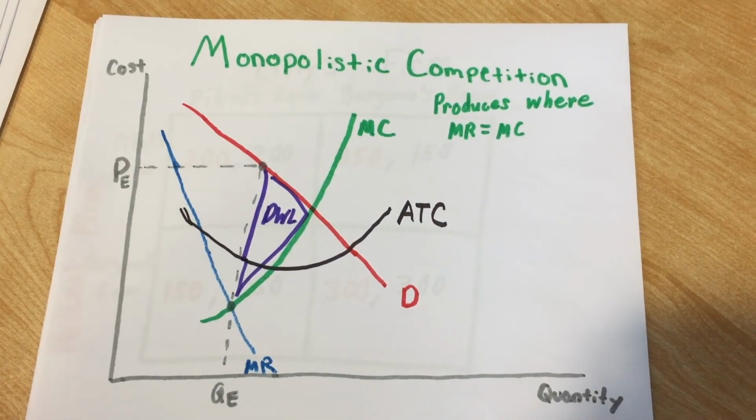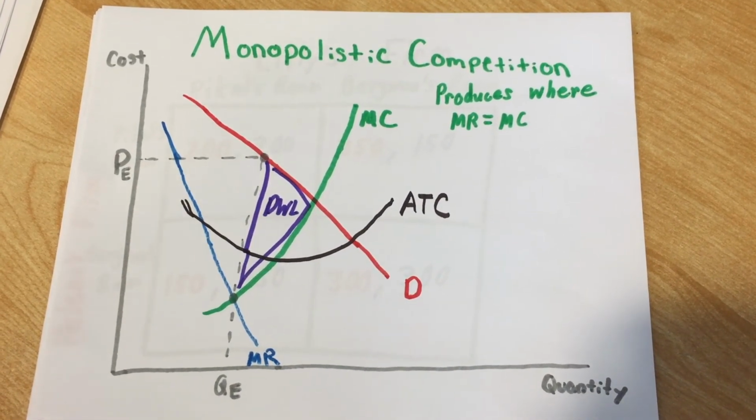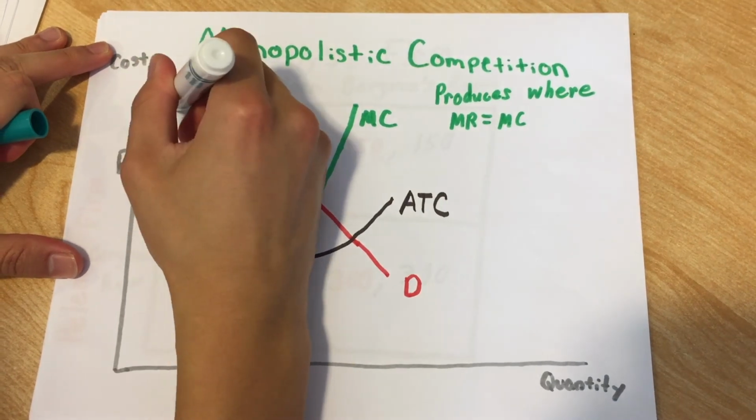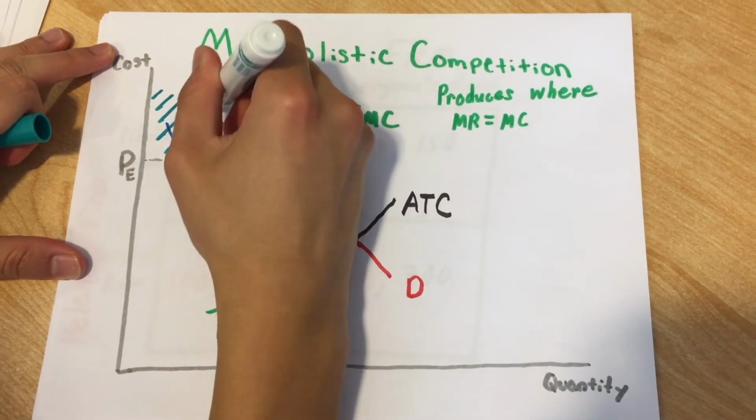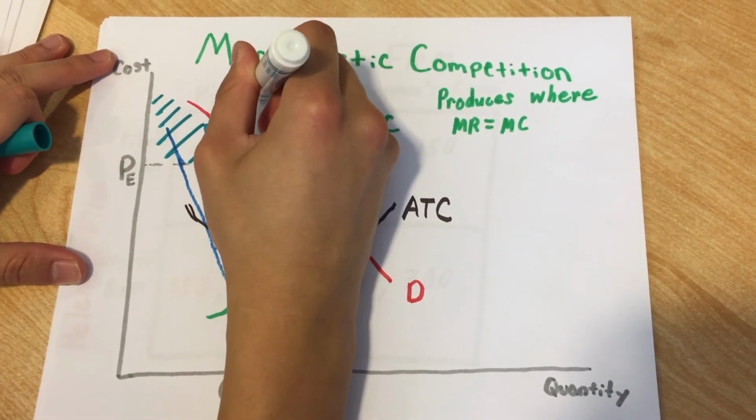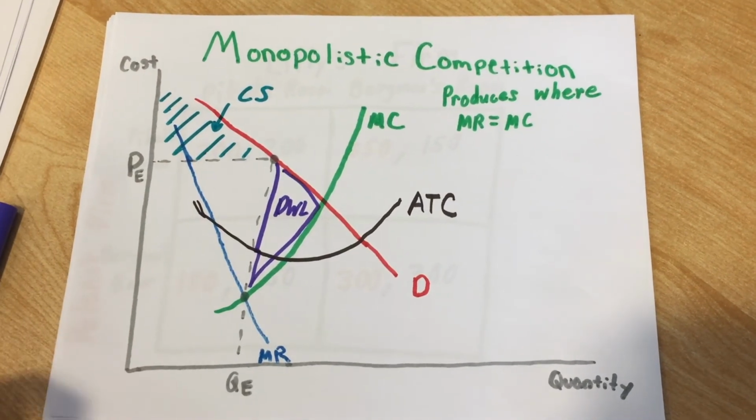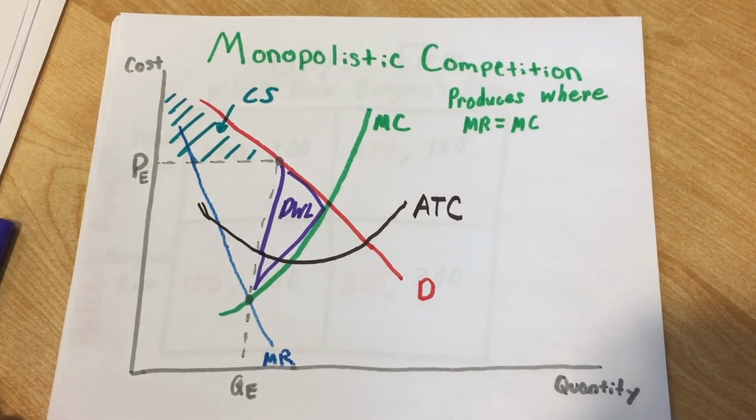In this graph, consumer surplus is the difference between demand and price. And producer surplus is the difference between the price and the ATC.